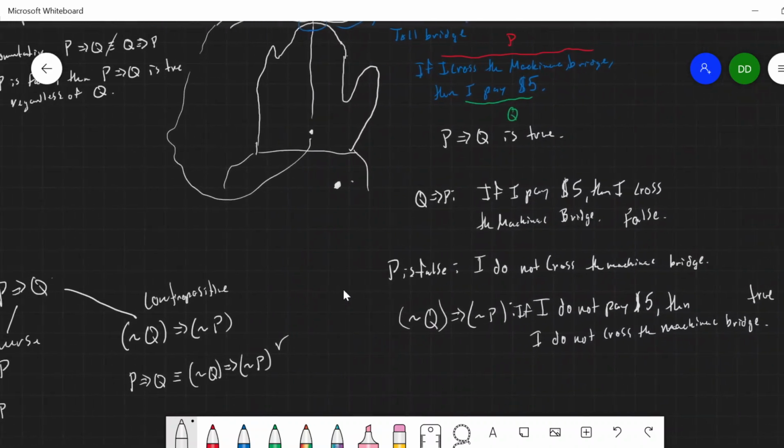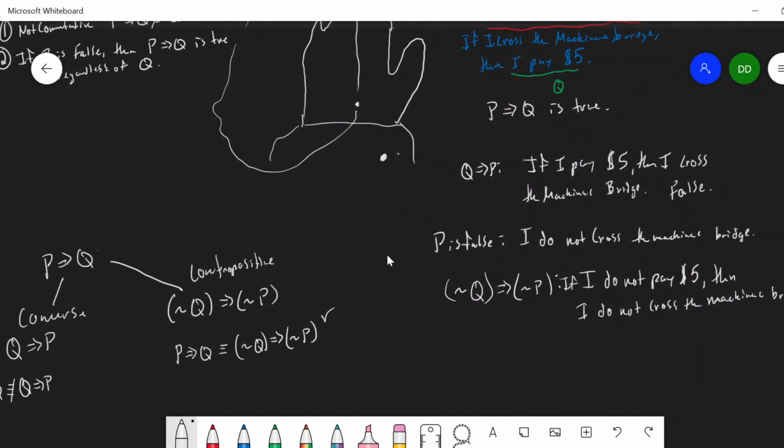So that's converse and contrapositive. We'll see those come up quite a bit.